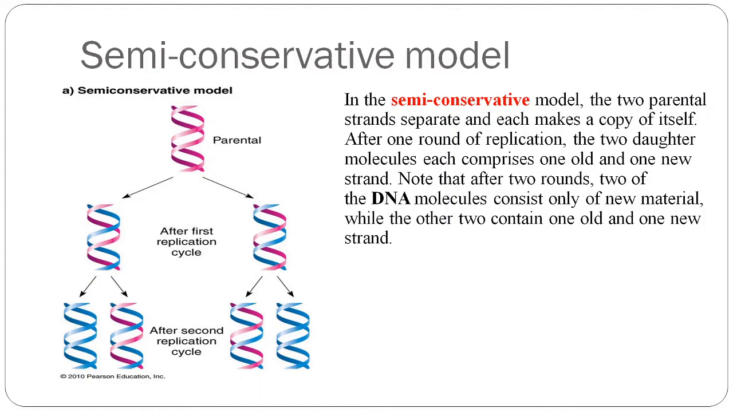Now, at the time of the second replication, what happens? These two strands will again separate, and the complementary strand will also work as a parental strand. When they unwind, again they work as template strands and a new complementary strand will be synthesized. So semi-conservative means 50% old and 50% new, so it is known as semi-conservative.